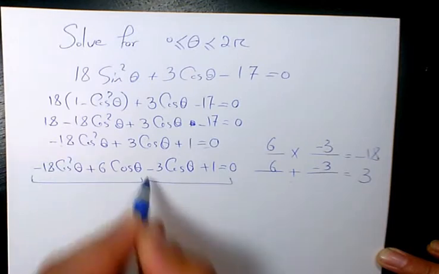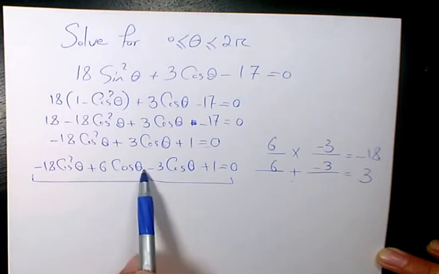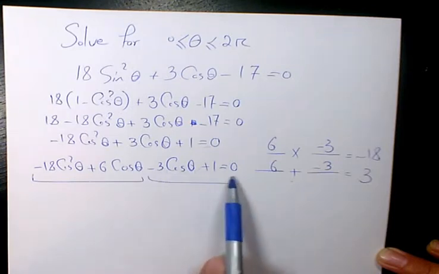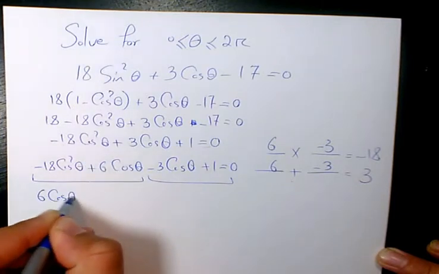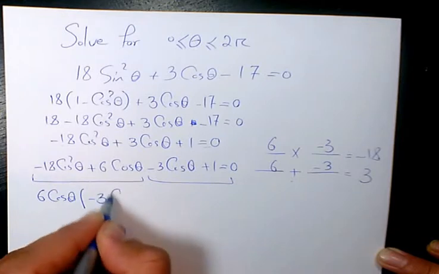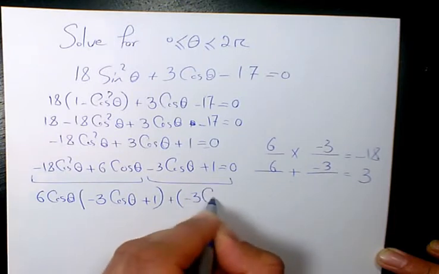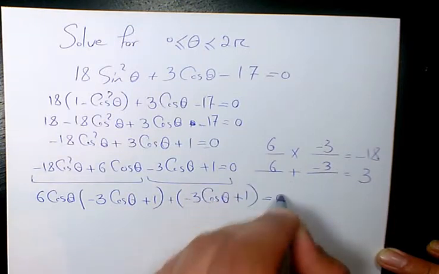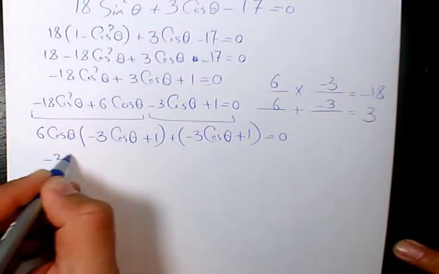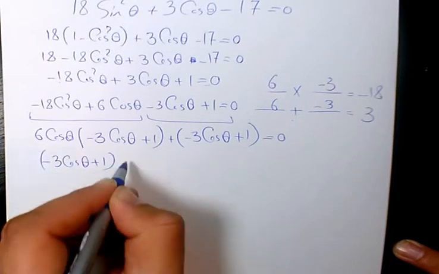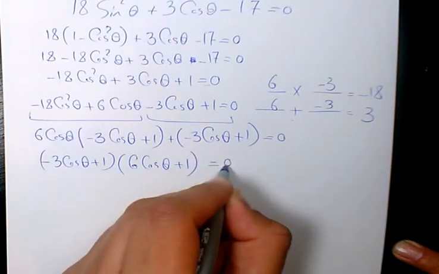Now I need to use group factoring. I have negative 18 cosine squared theta plus 6 cosine theta minus 3 cosine theta plus 1 equals 0. I need to factor 6 cosine theta, and here I have negative 3 cosine theta plus 1. And here I have negative 3 cosine theta plus 1 equals 0. Now I factor negative 3 cosine theta plus 1. Here I have 6 cosine theta plus 1 equals 0.